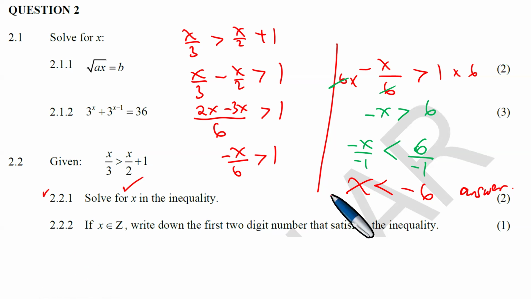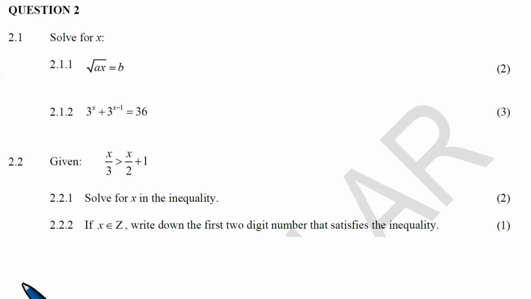So x is less than -6. If x is an element of z, the set of integers, write down the first two-digit number that satisfies the inequality. Here we got x is smaller than -6. What is the first two-digit number that satisfies this?